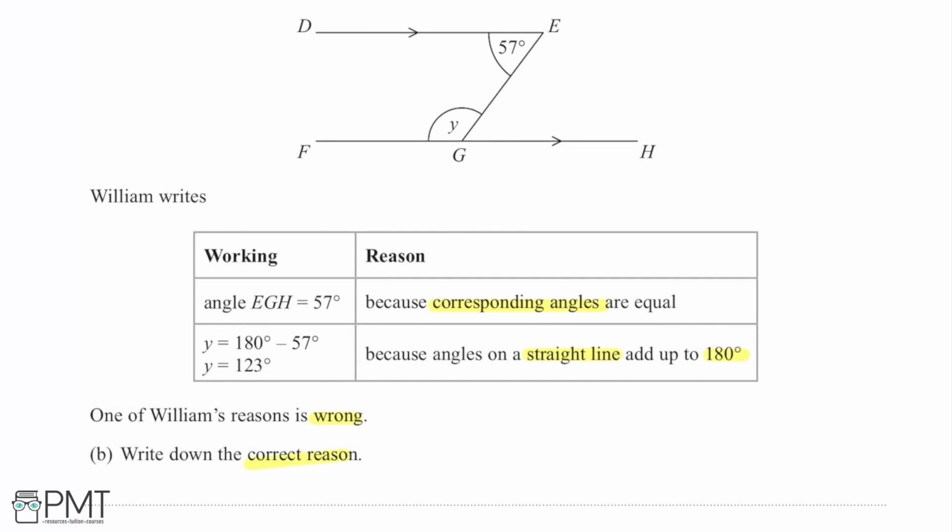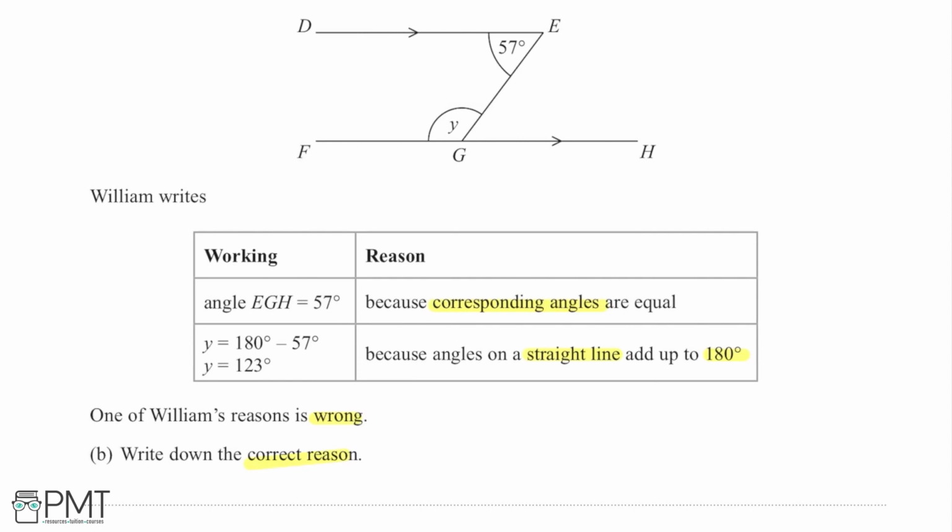Now if we look at his reasons again, angles on a straight line do add up to 180, and this makes sense because if this whole angle here is 180, we subtract this part, we're going to get Y. However, the problem here lies with the fact that angle EGH is equal to 57 because corresponding angles are equal. Angle EGH is going to be equal to 57, but the word corresponding here is incorrect.